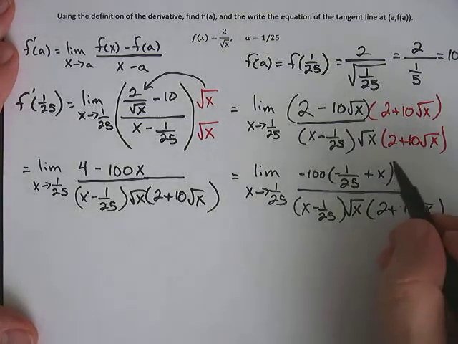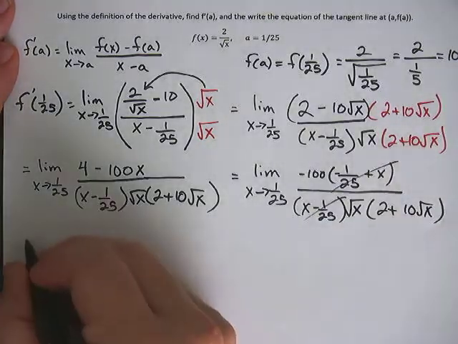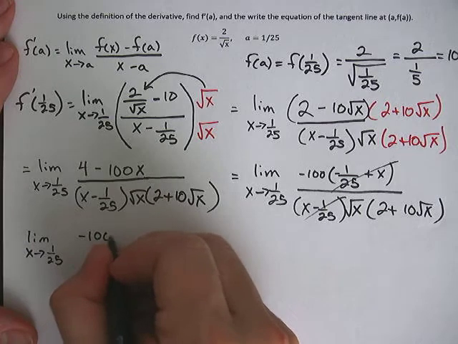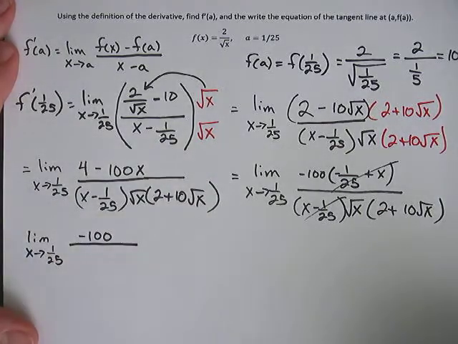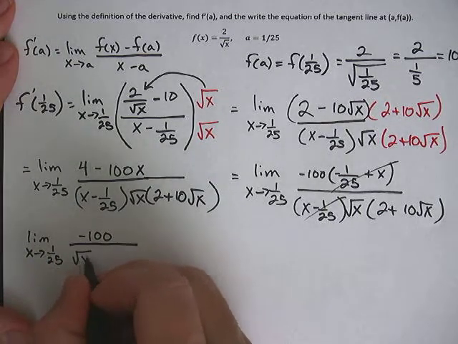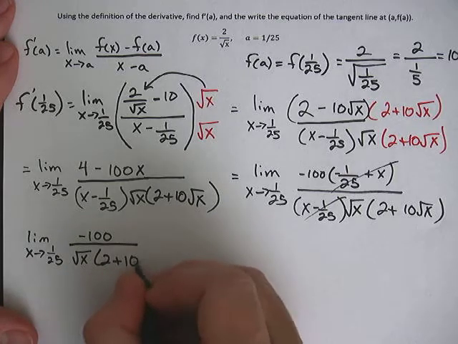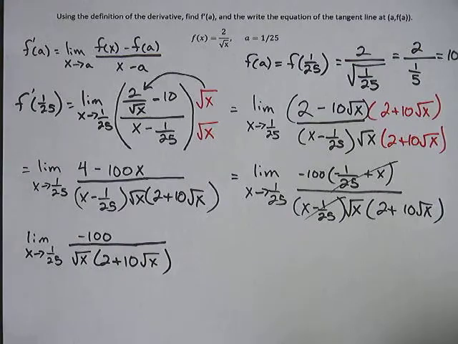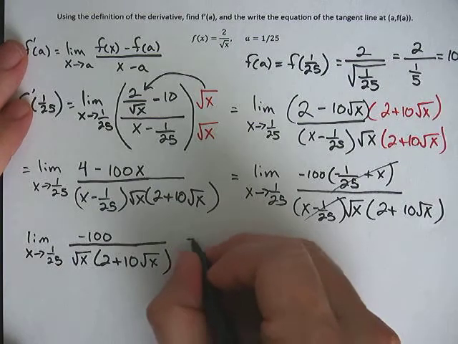So I'm going to go ahead and cancel that out, or reduce that out, and I get the limit as x approaches 1 over 25 of negative 100 over square root of x times 2 plus 10 square root of x. So we no longer are going to get a 0 in the numerator. What about the denominator? I think we can safely say that we're not going to get a 0 there either. So let's go ahead and do a substitution.